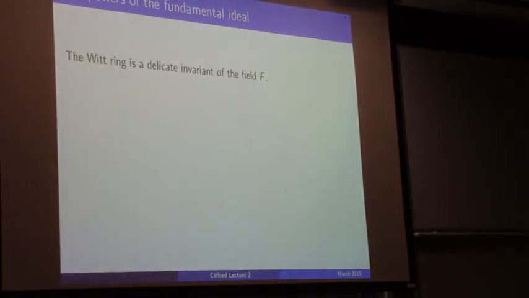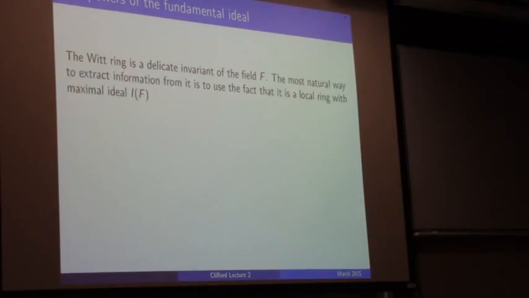So in this case, the Witt ring is very simple, but of course, the real numbers are very close to being too closed. Right, so that's not the kind of field we want to work with either. Okay, so for more complicated fields, the Witt ring is a very delicate invariant of F. So the most natural way to extract information from it is to use the fact that it's a local ring where the fundamental ideal is a maximal ideal.